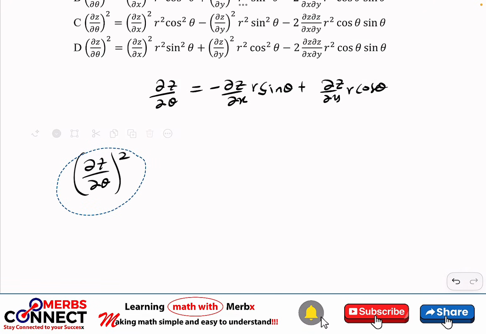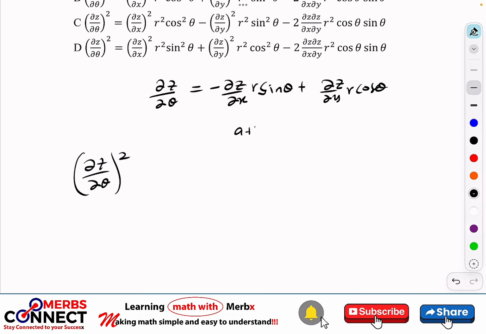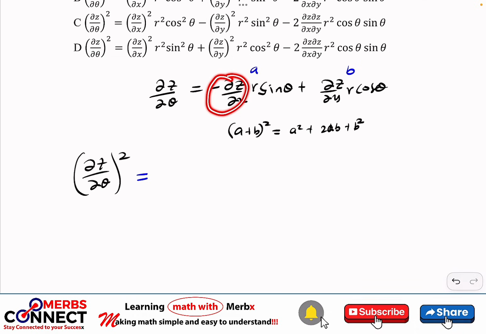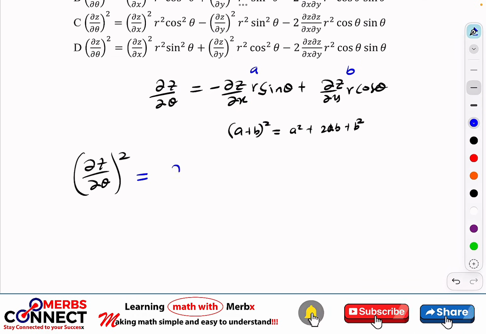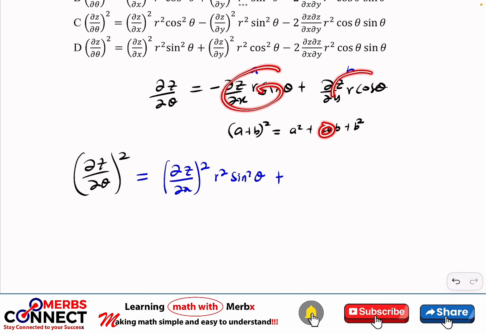All right, so we are using the same thing again. We are using (a + b)² = a² + 2ab + b². Now here, our a is this and our b is that. So this is going to be, now when I square, minus becomes positive, take note of that. So this is going to be this divided by x, all squared, r² sin²θ. Nice. Plus, I need to take 2 of this and that. But because it is minus, this will be minus.